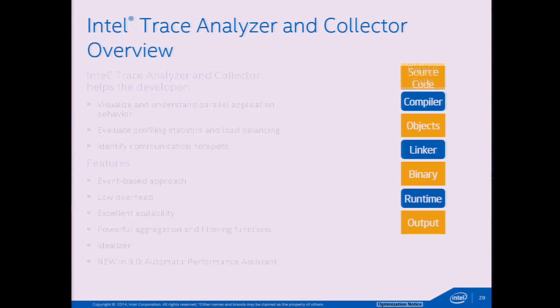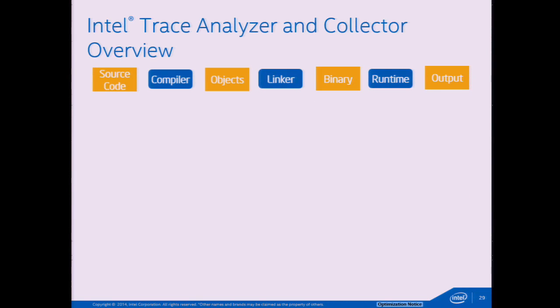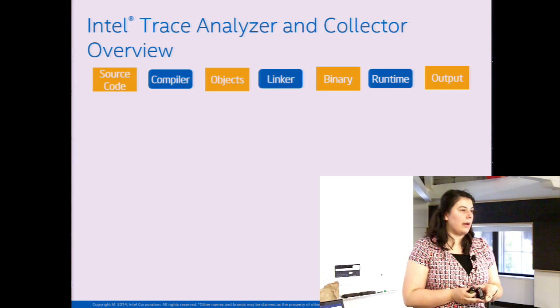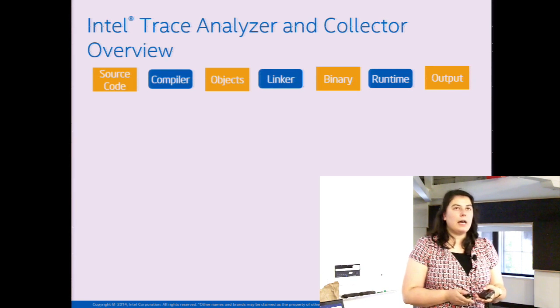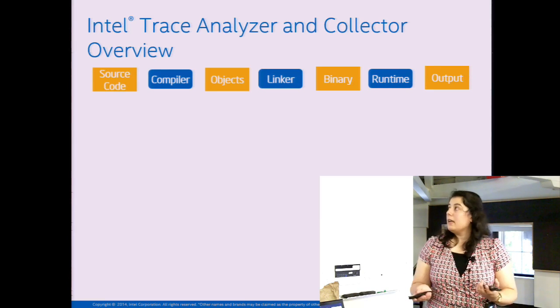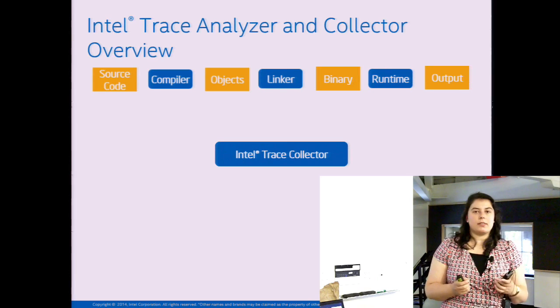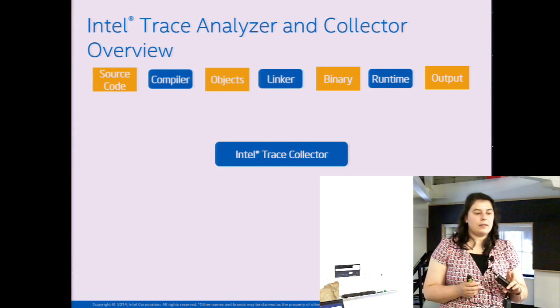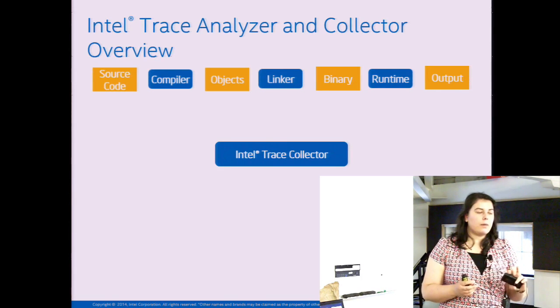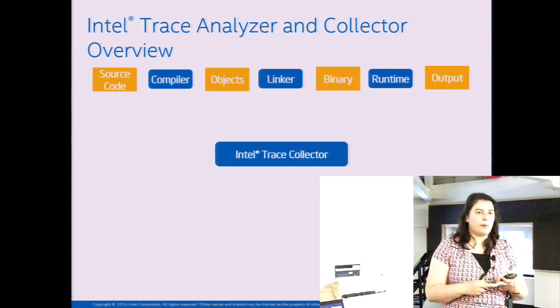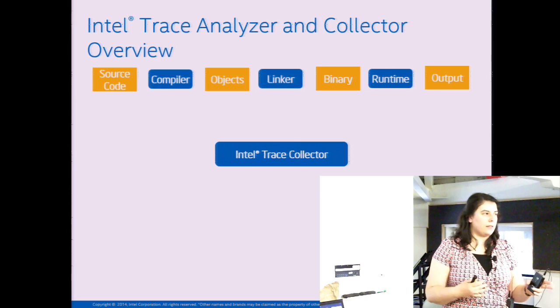So this is more or less how it works. If you take a look at, starting from source code all the way to creating your application, creating output, then you can insert the trace lines and collector in certain places. The other thing I should mention is that there are two main components to the tool. There's the collector part, and then there's also the analysis part. So I'm going to talk about them slightly separately.